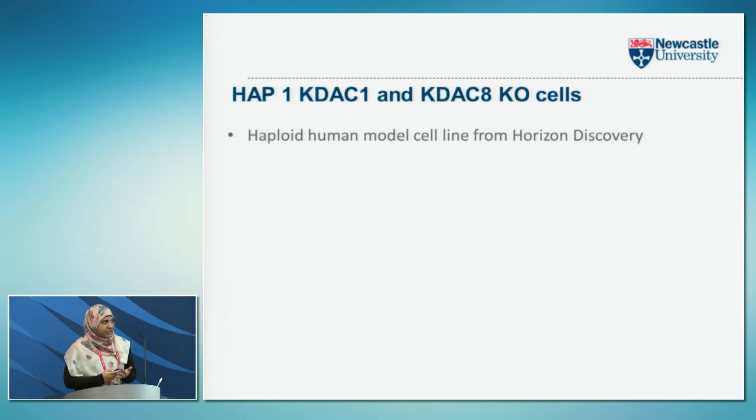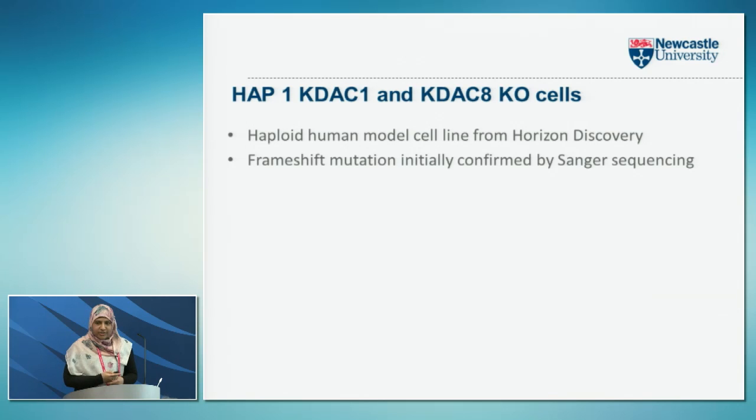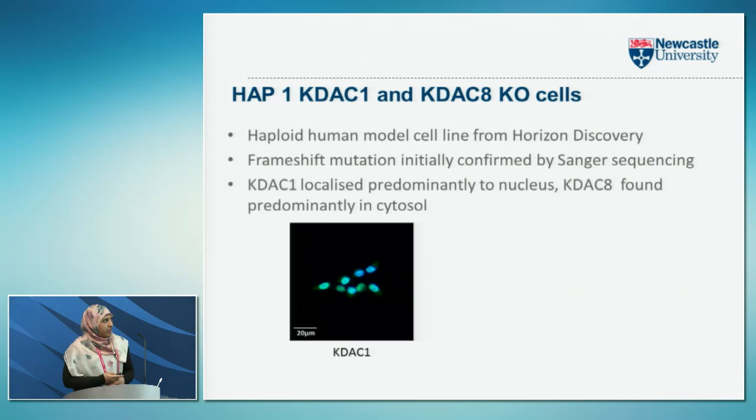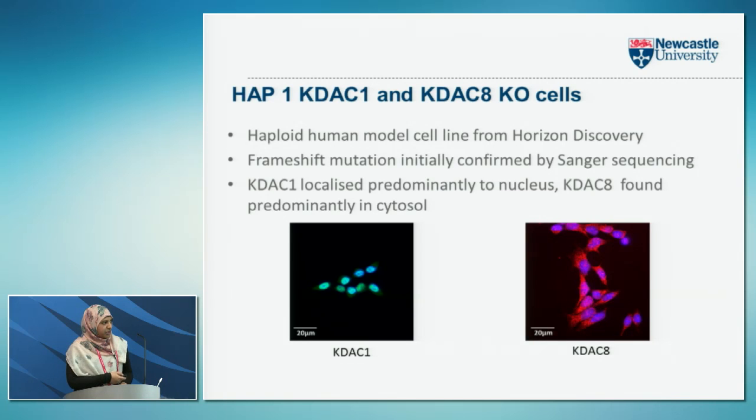So we obtained the wild type and 3 knockouts of each of the proteins, each one having a different frameshift mutation, which was initially confirmed by Sanger sequencing. And we looked for the localization of KDAC1 and KDAC8 and found KDAC1 was present in the nucleus and KDAC8 predominantly in the cytosol, as was the case in smooth muscle cells.